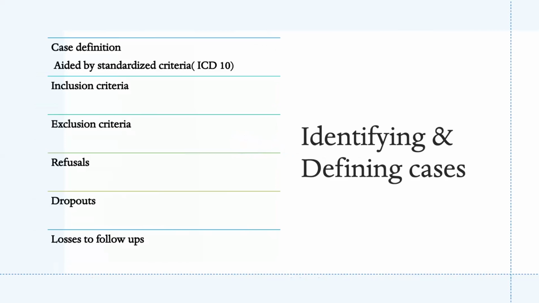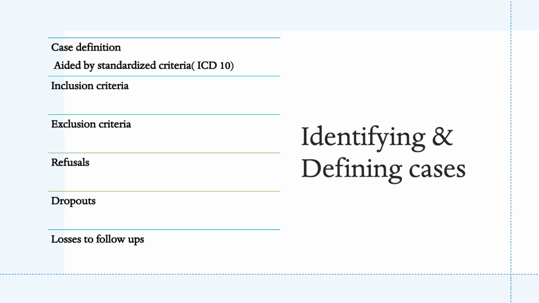So for a pilot phase study or a clinical trial, you need to define cases and controls. What is meant by cases? What is meant by control? To define cases, you can take help from the database of the International Classification of Diseases, which is ICD-10.